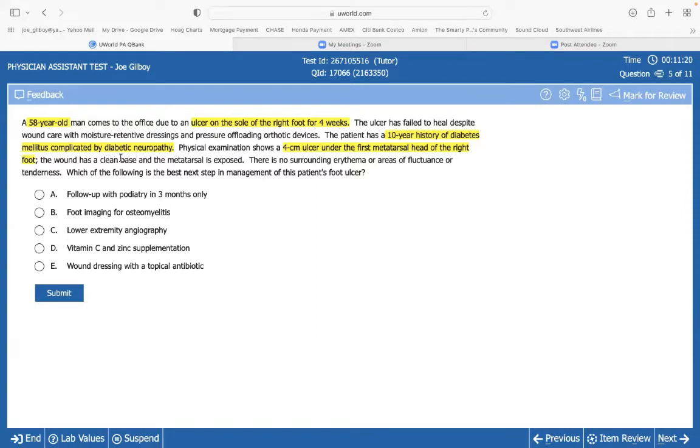And then the wound is cleaned, and at the base you're looking right at bone. There's no surrounding erythema or fluctuance. Okay, so you're like, he's a hot mess. He's got bone exposed. He's a diabetic. You're like, well, that makes no sense. Vitamin C and zinc. I don't know what they're thinking here, but good luck with that, right? You're like, oh, that's crazy, Joe. That makes no sense. That makes no sense, right?